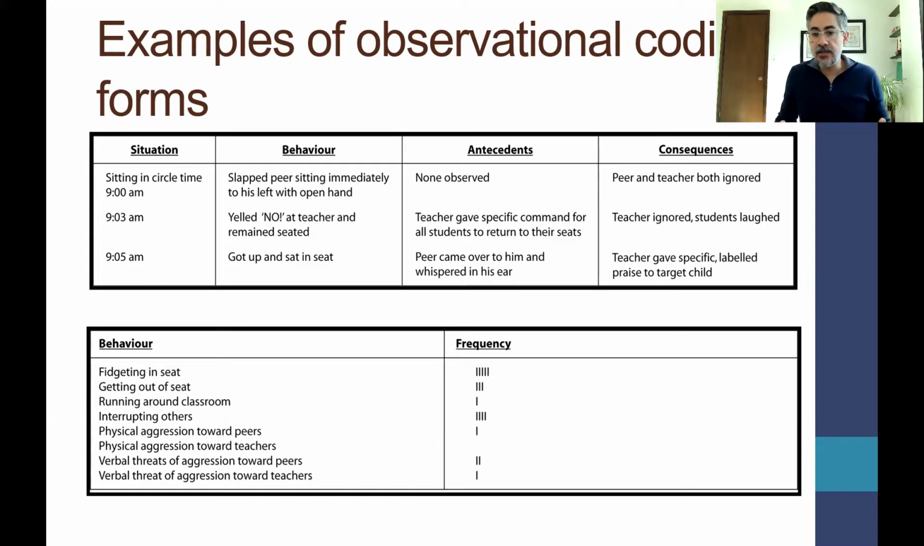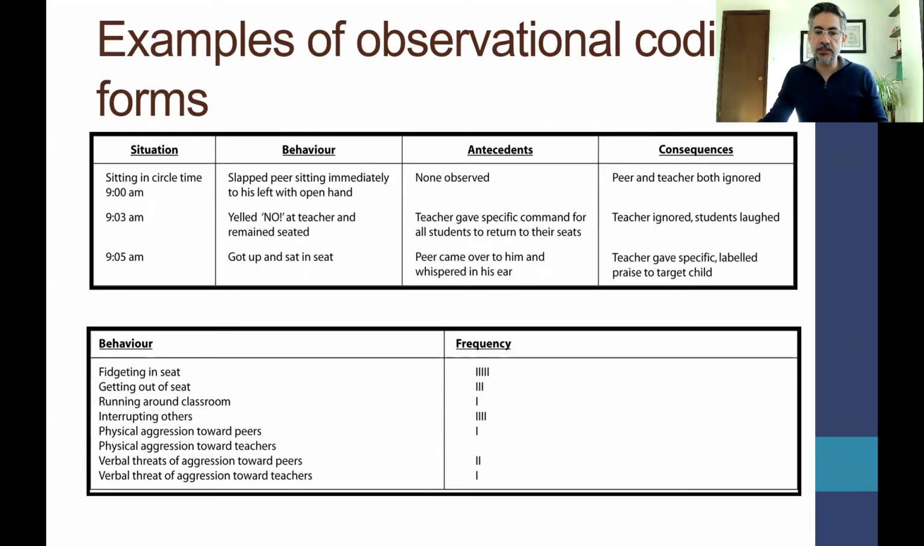And an antecedent could be like this. The client went to the kitchen and saw the box of cookies, right? The cookies box. And after that, the client ate half of the box. And then what was the consequence?